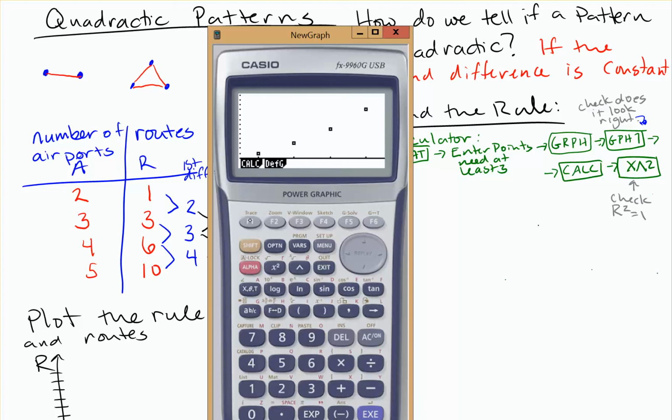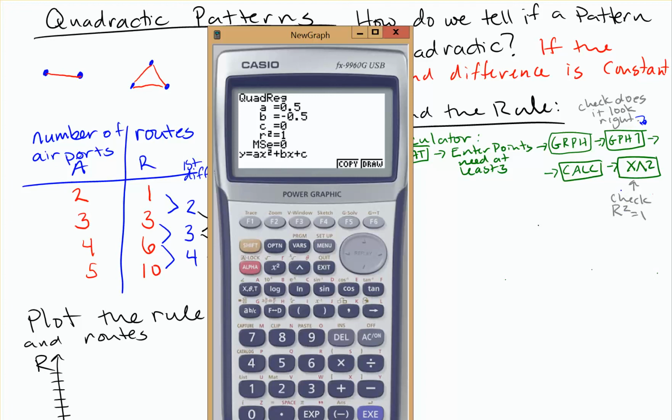We're going to go ahead and hit calc. And then in this case, if you're using a linear pattern, you would hit x. But here we're looking for x squared because this is a quadratic. Remember, quadratics and parabolas have an x squared in them. So here we're going to hit x squared, and we're going to get our rule. Again, using substitution, a goes with the x squared term, b goes with the x term, and c would be the constant.